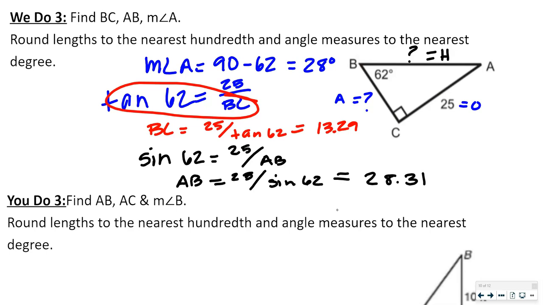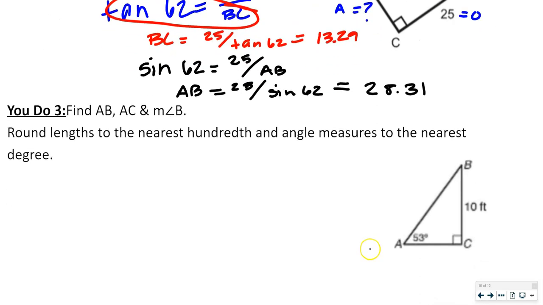Okay, let's see if you guys can do this. Come back to me when you're done. Finding angle B: the measure of angle B is equal to 90 minus 53. Pretty sure that is 37 degrees. Yep, 37.